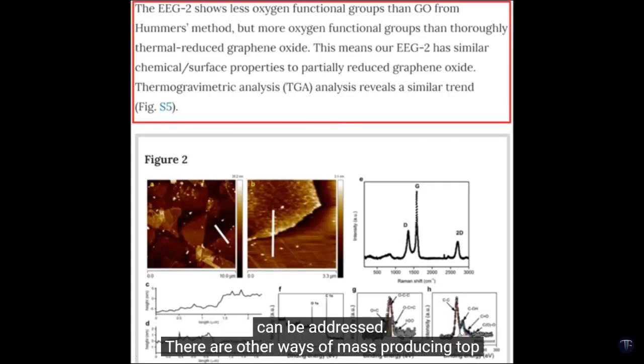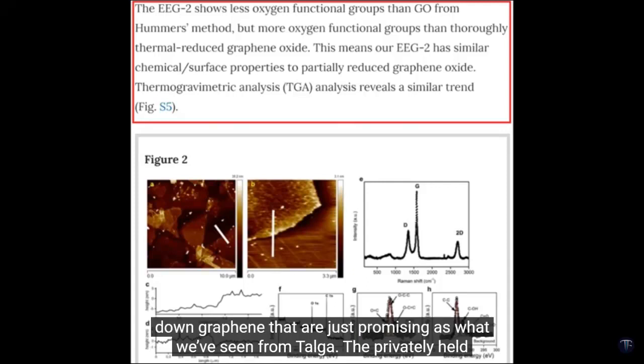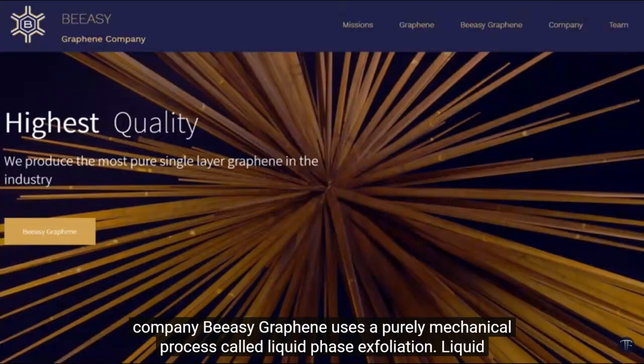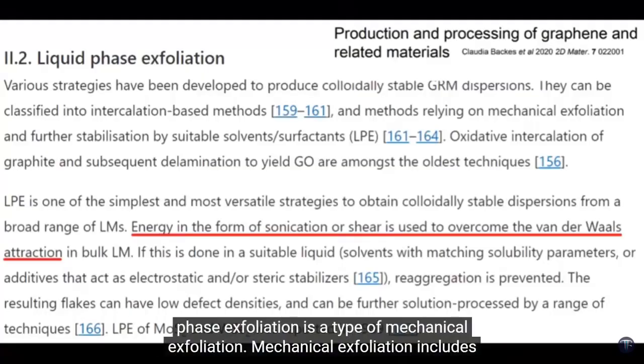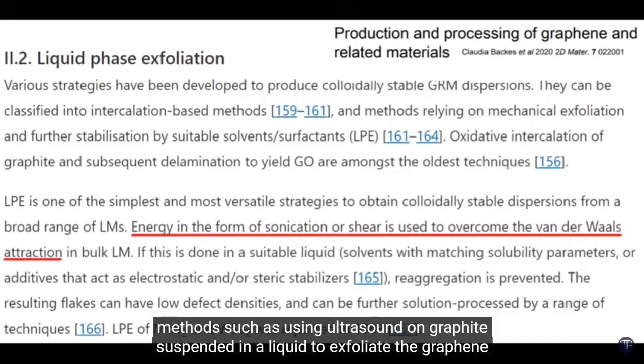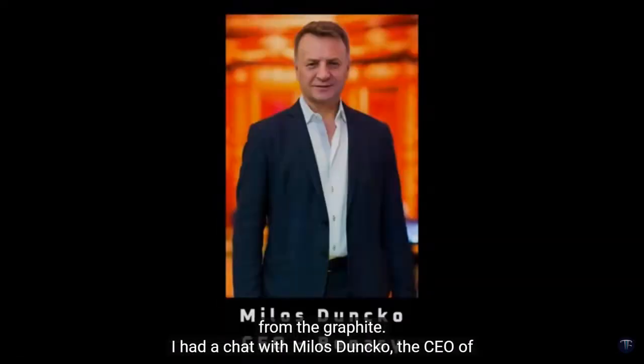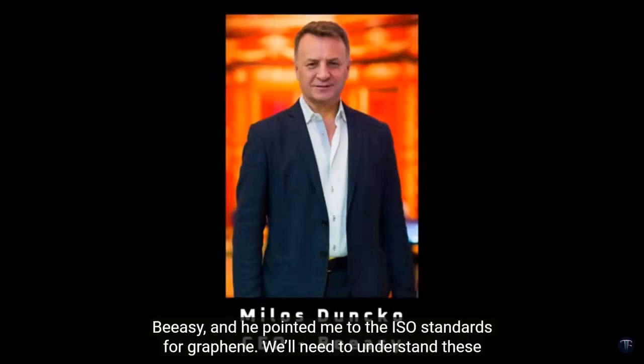The privately held company BZ Graphene uses a purely mechanical process called liquid phase exfoliation. Liquid phase exfoliation is a type of mechanical exfoliation. Mechanical exfoliation includes methods such as using ultrasound on graphite suspended in a liquid to exfoliate the graphene from the graphite. I had a chat with Milos Dunko, the CEO of BZ, and he pointed me to the ISO standards for graphene. We'll need to understand these before we go any further.